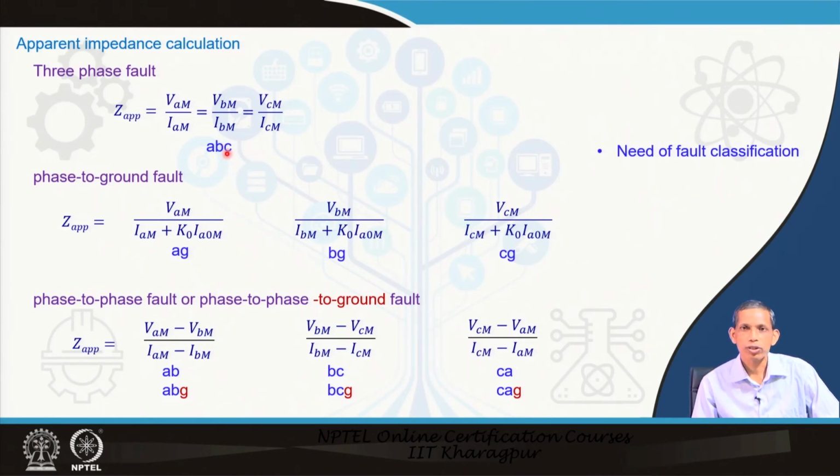What we found from this is that for different types of fault, the corresponding calculation of Z apparent is different. It means that the relay needs a fault classifier, which we have already seen as a module of the distance relay, fault classification, subsequently for apparent impedance calculation. So, this reveals that we require a fault classifier to accomplish the apparent impedance calculation.